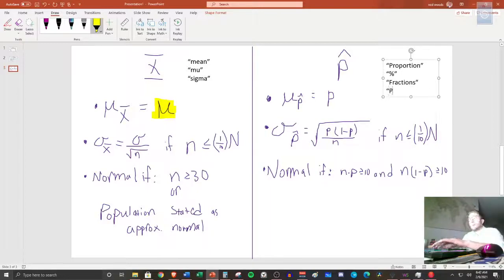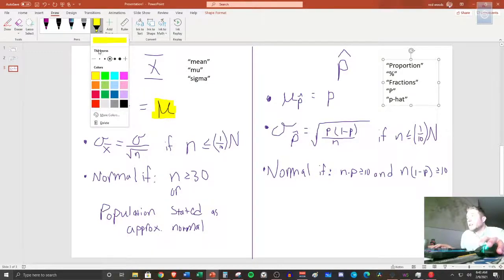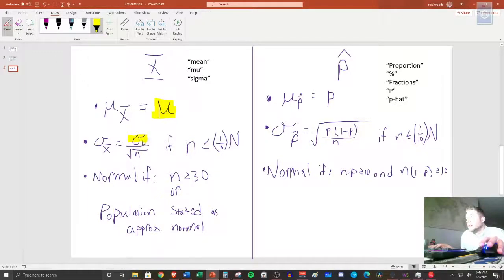If you see the letter P, or if you even see p hat in there, that also means that it's proportions. But you'll notice in all of these problems, we have sigma here, mu, and this is the only one that ever is going to have just plain old sigma. So over here we don't have that. Here we have p, right? And so when we see p, that means we're going to use proportions. Okay, so that's where those symbols are coming from.